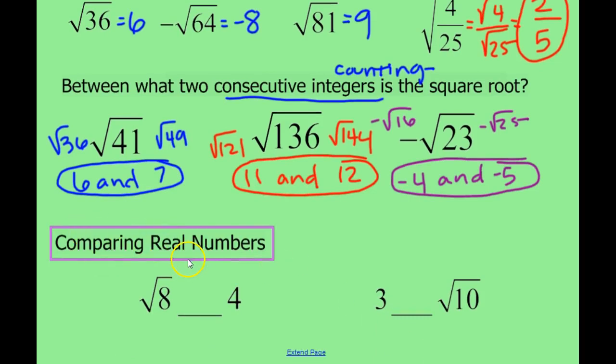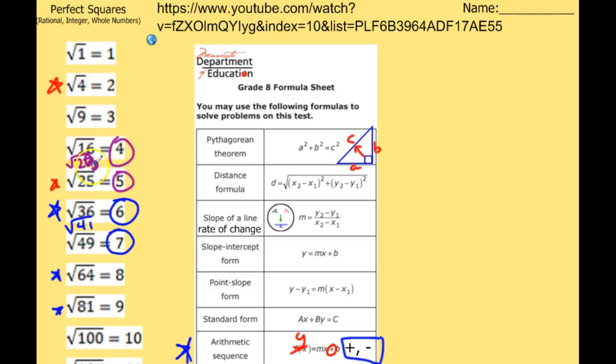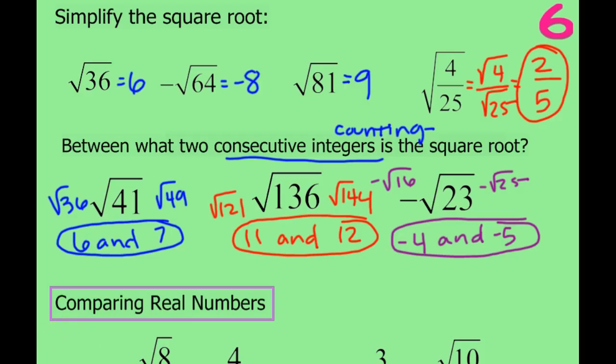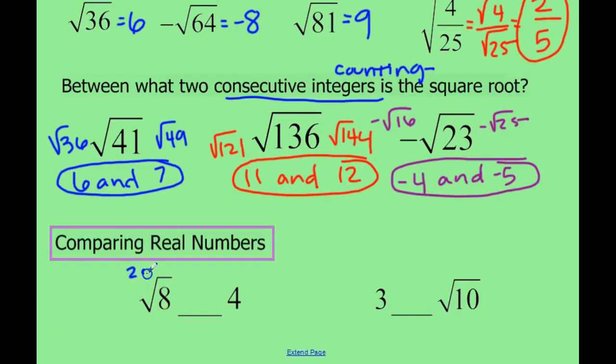Alright, comparing real numbers. 4 is just 4. Square root of 8 is between which two numbers? Well, square root of 8 is between 2 and 3. So which one is bigger? A number that's like 2 point something or 4? Well, 4 is bigger than 2. So I know that one is greater. Alligator eats the bigger number.